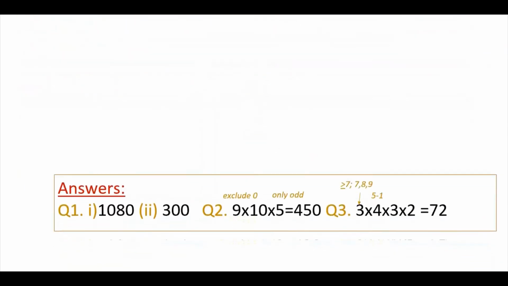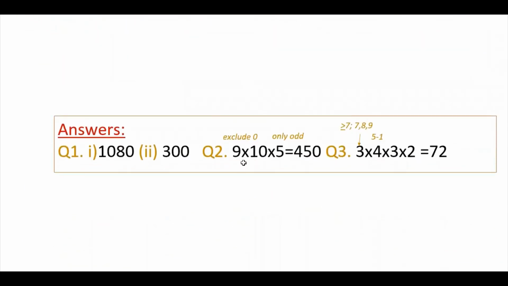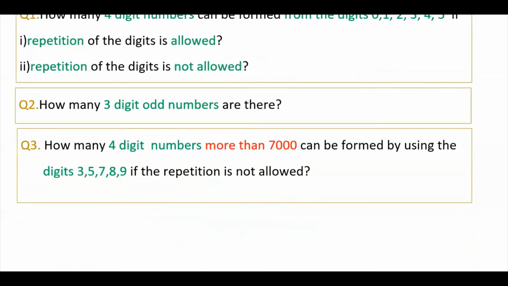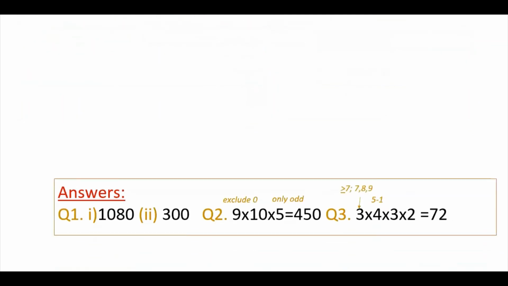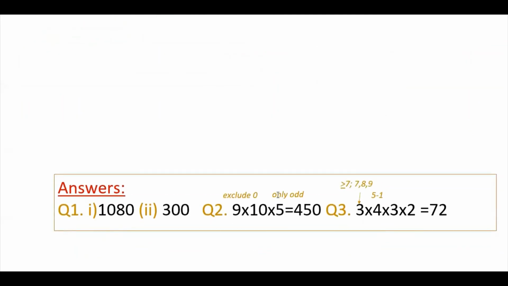Check the answers. You will understand. Here in the second question, exclude 0 because it is a 3-digit odd number. You have to exclude 0 here, only 9 numbers. And odd numbers, you have to write only odd numbers. Those are 5. And the remaining are 0 to 9, those are 10 numbers. So 9 into 10 into 5 here. And here greater than or equal to 7. So 7, 8, 9. Here you can write any of these numbers in the first box.